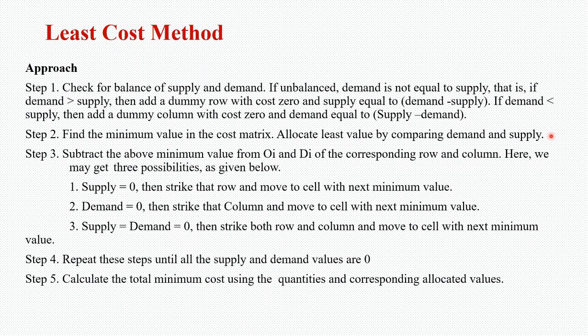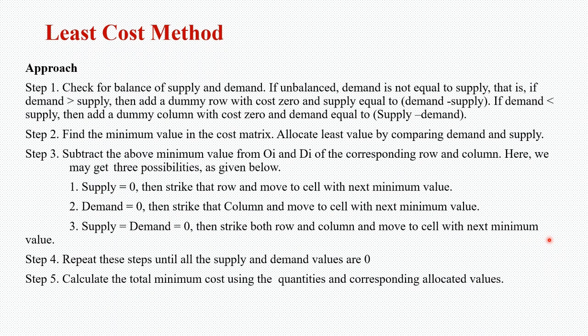Step 3. Subtract the above minimum value from supply and demand of the corresponding row and column. Here, we may get three possibilities, as given below. 1. Supply is equal to 0, then strike that row and move to cell with next minimum value. 2. Demand is equal to 0, then strike that column and move to cell with next minimum value. 3. Supply is equal to demand is equal to 0, then strike both row and column and move to cell with next minimum value. Step 4.